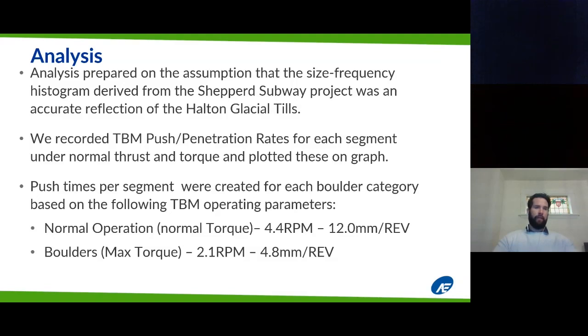Subsequently, we did the same thing for determining when there were boulders. So when the TBM encountered boulders, the torque would increase. The smaller the boulder, there'd be a slight increase in torque, and then as it approached the 1 meter size boulders, the machine would reach maximum torque. So again, from the shop drawings, it was evident that when they were going to hit a boulder, they'd go to max torque, and it would be 2.1 revolutions per minute. And this would result in a loss of advancement from 12 to 4.8 millimeters per revolution.